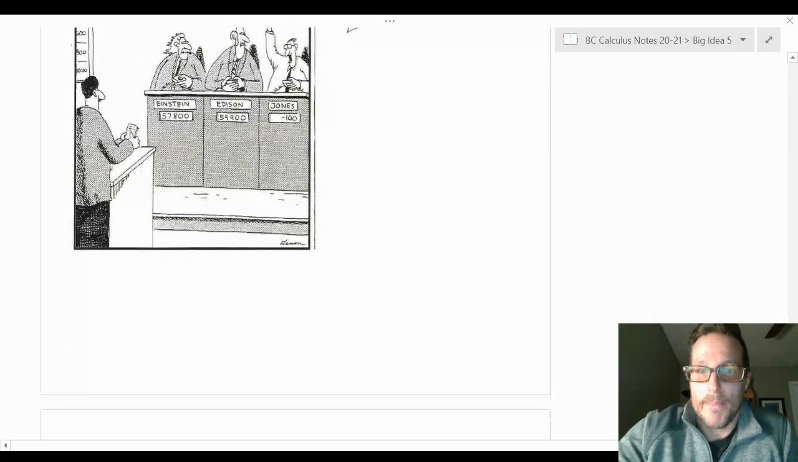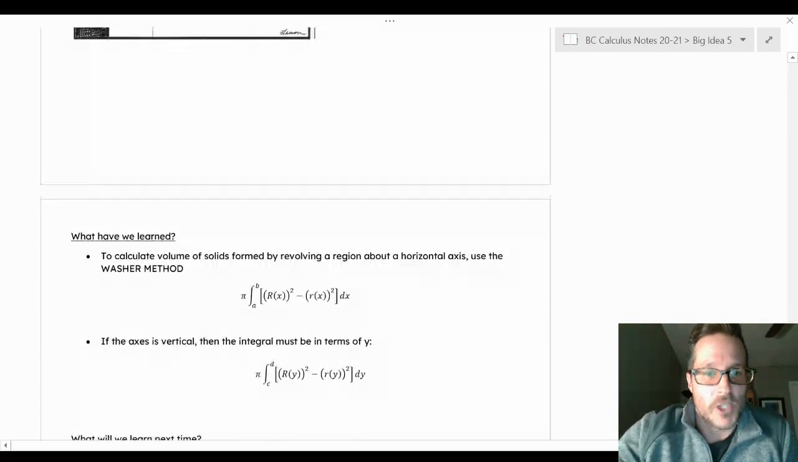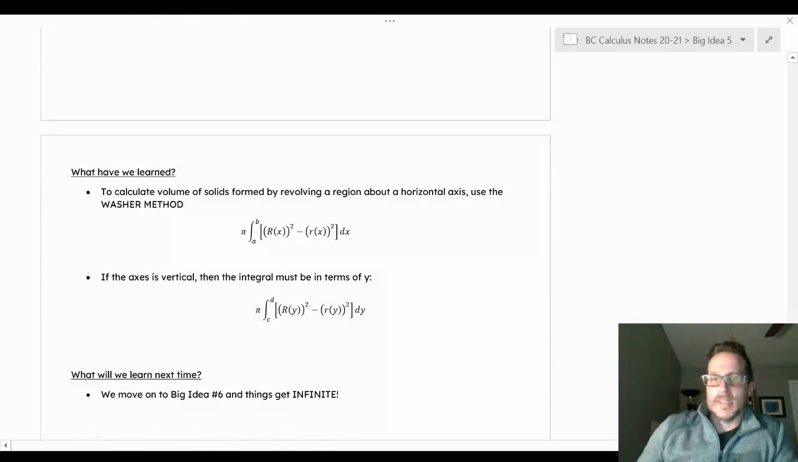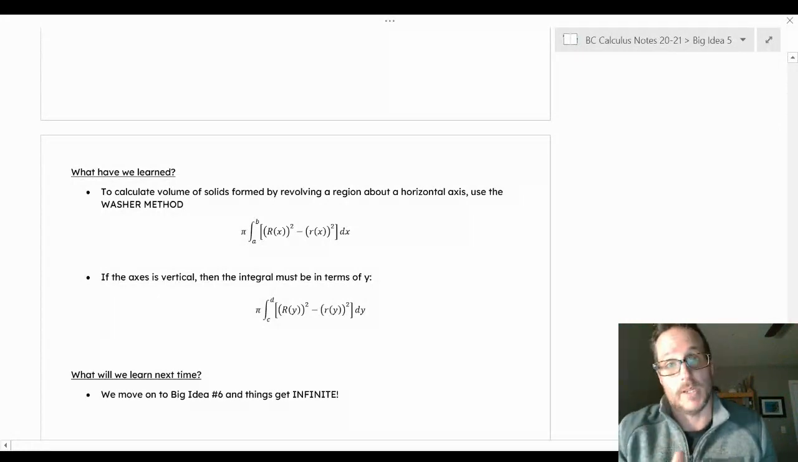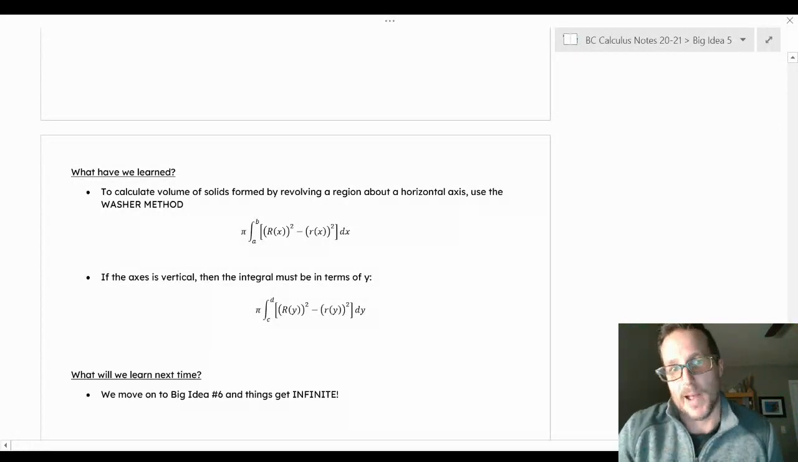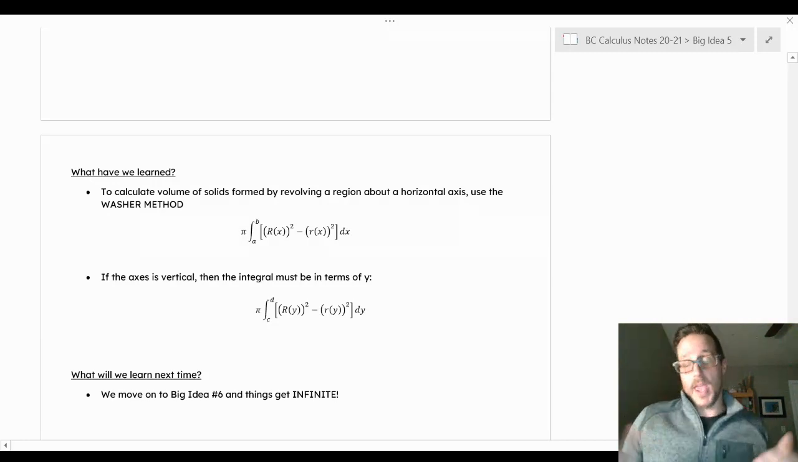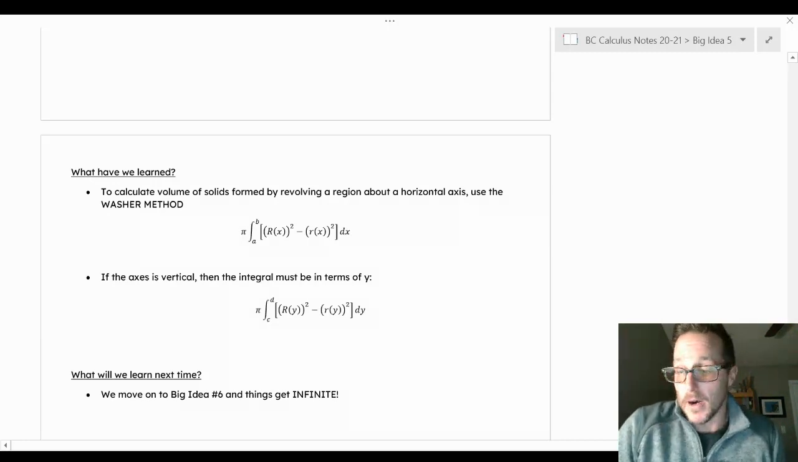As we wrap up this lesson on washer method, here are those formulas again one last time. So it's just a big radius squared minus a little radius squared. That's what you need, that's the big thing about washer method. So thus ends our unit on volume.